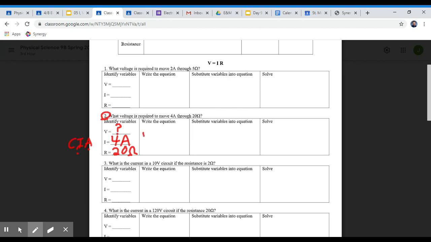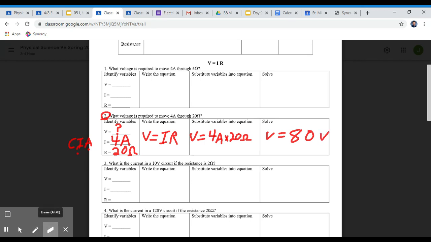Write the equation. V equals IR. And now you need to substitute variables into the equation. So I'll have V equals 4 amps times 20 ohms. Plug that into your calculator. And you should end up getting voltage is equal to 80 volts. Okay, let's move on to a second problem here.